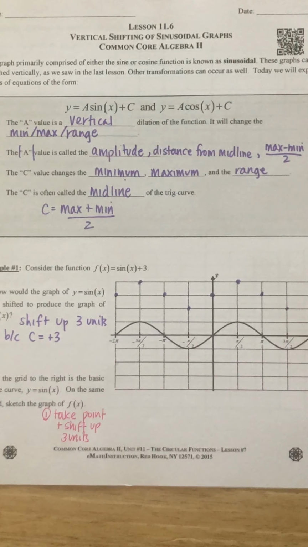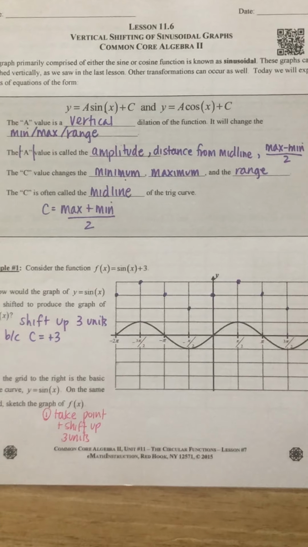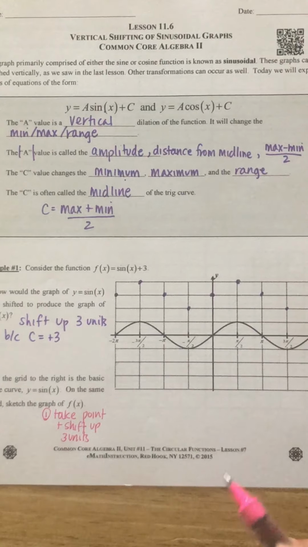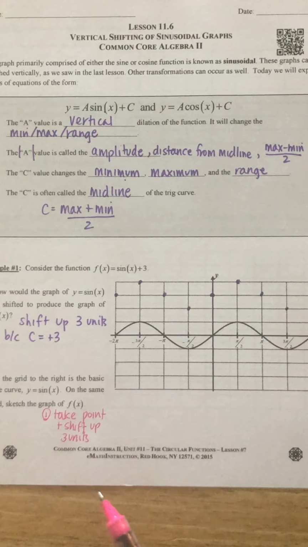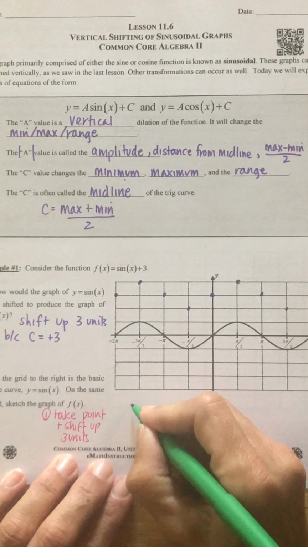That's fine, but you actually have to have that original curve graphed in order to shift it up. So if that curve wasn't there, this really isn't probably the most efficient way to do it. So the best way I think to do it is to first graph your midline.